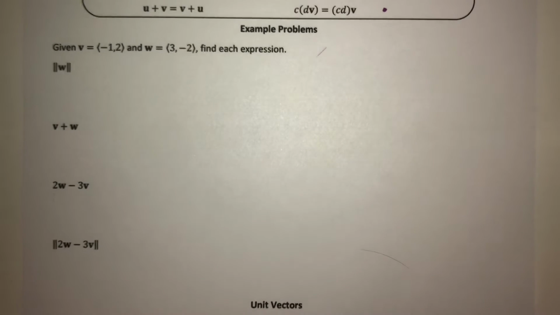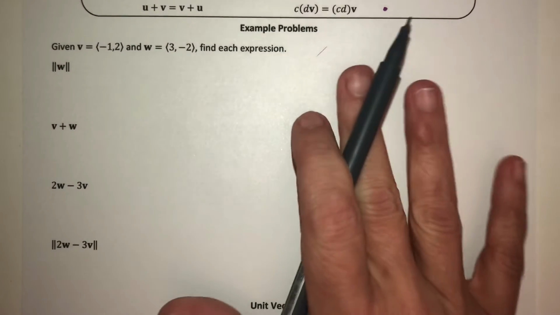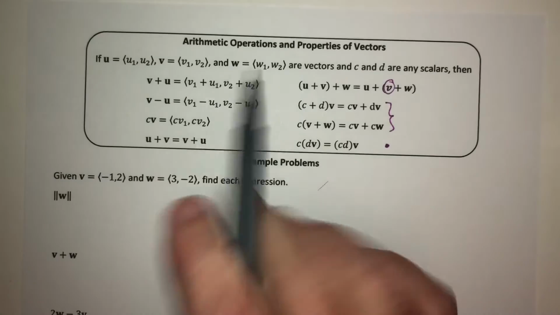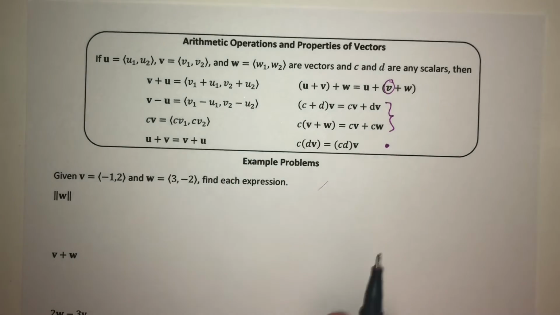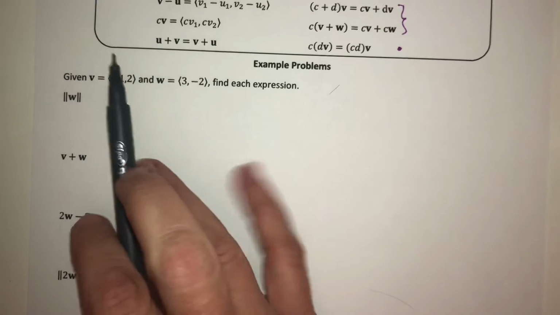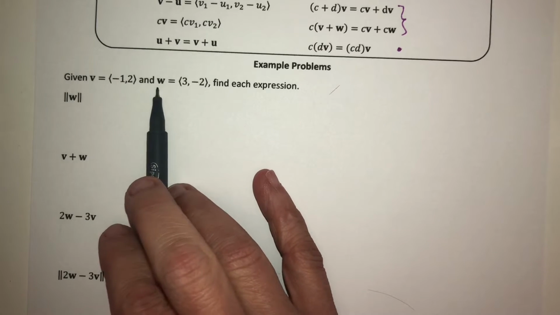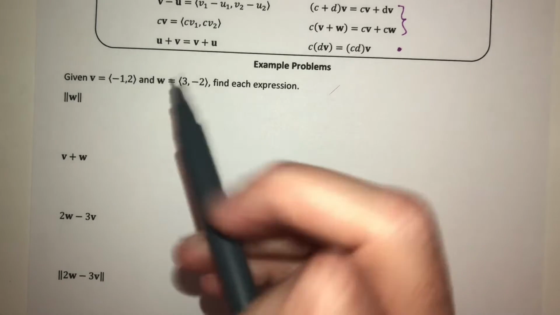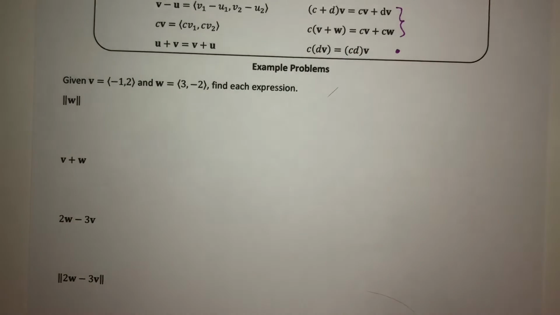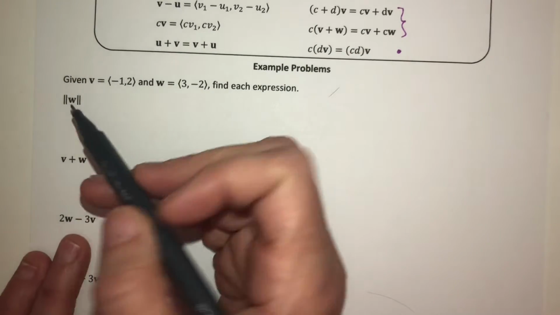This is part 4 of section 6.4. And what we're going to do now is we're going to start doing some operations on position vectors. So if we're given that vector v is -1, 2, and vector w is 3, -2, we want to calculate these things. Okay, the first thing we're asked for is to find the magnitude of w.